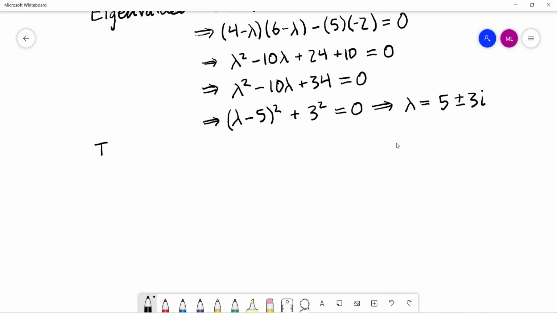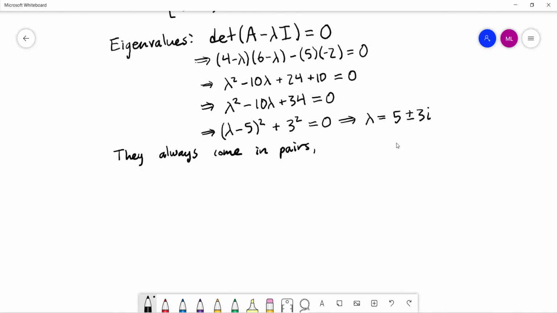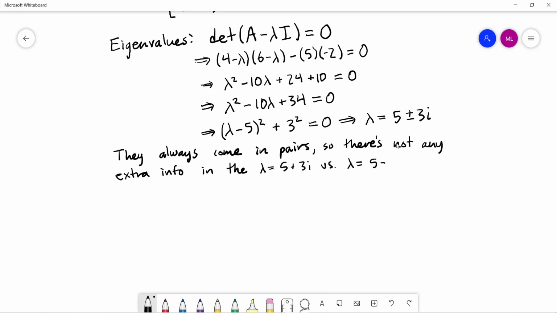They always come in pairs. And so basically we don't even need to use both. There's not any extra info in the lambda equals 5 plus 3i versus the lambda equals 5 minus 3i. We're really going to only wind up needing one of them.